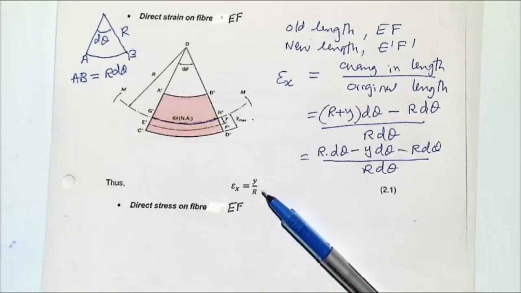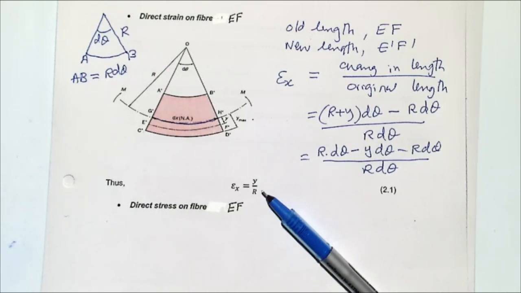Remember, our coordinate y is 0 at the neutral axis. So when y equals 0, there is no strain. That is the definition of the neutral axis, because the neutral axis does not change in length. If y is positive, that is you are below the neutral axis in this case, then you are increasing the length of the beam. If y is negative, you are above the neutral axis, and you are decreasing the length of the beam.